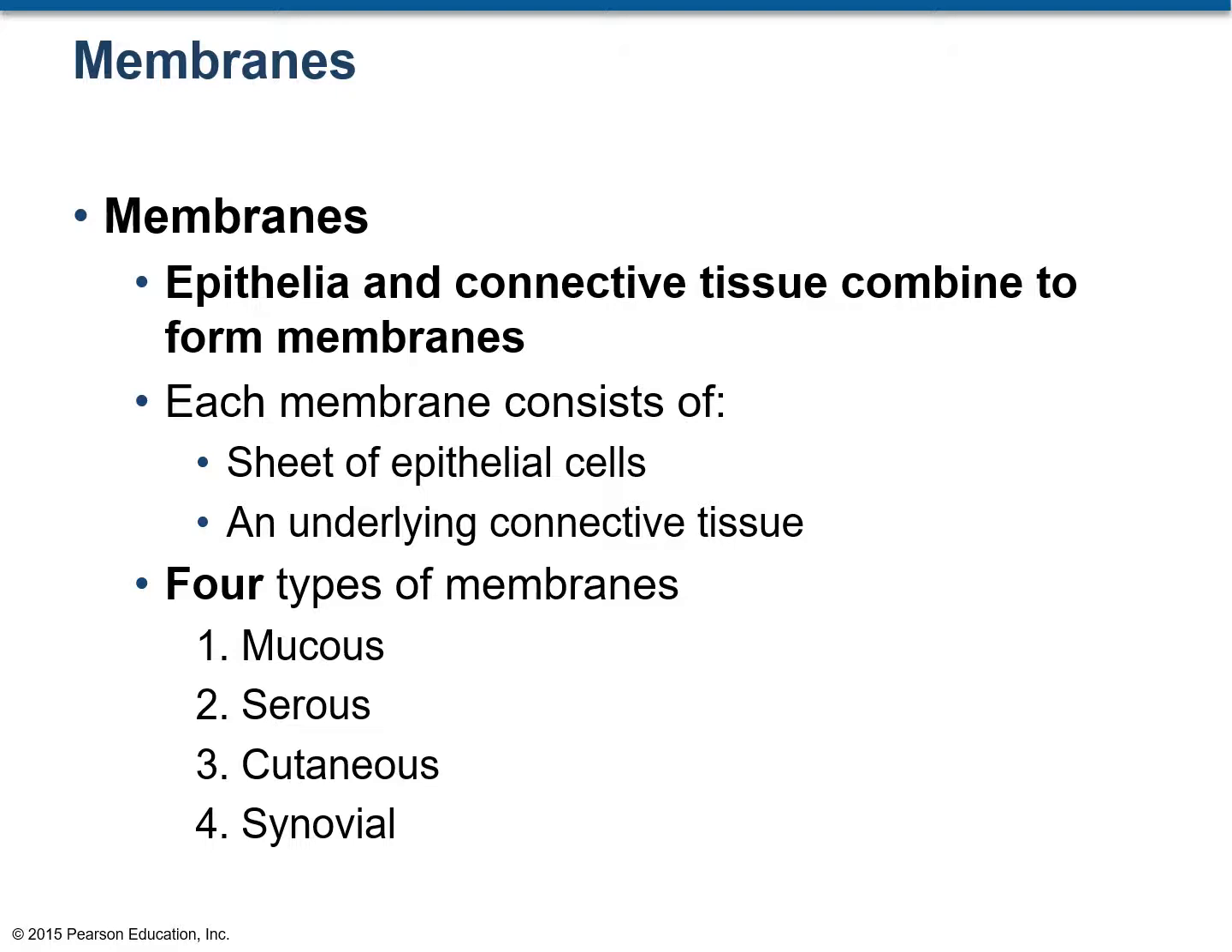Membranes are usually made up of epithelial and connective tissue. So each membrane would consist of a sheet of epithelial cells, and then there would be connective tissue under it to provide nutrition support. And there are 4 types of membranes: mucous, serous, cutaneous and synovial.